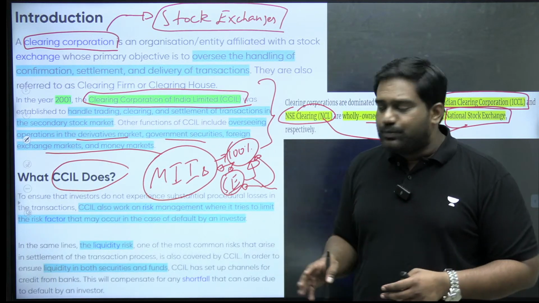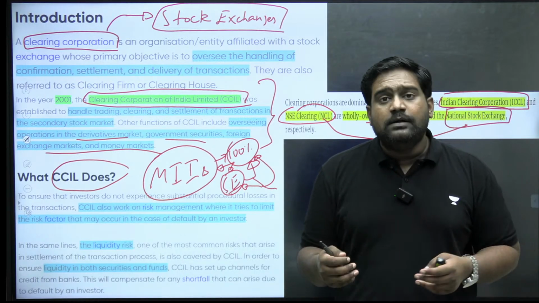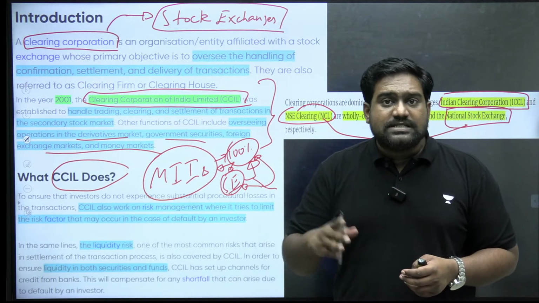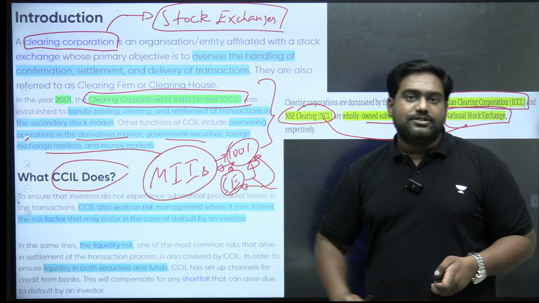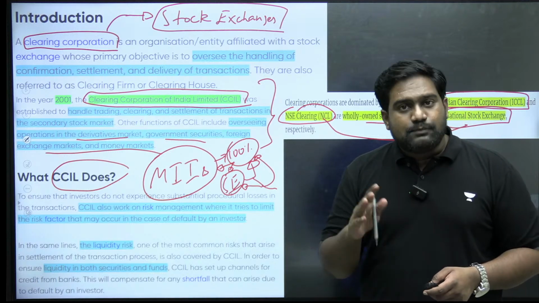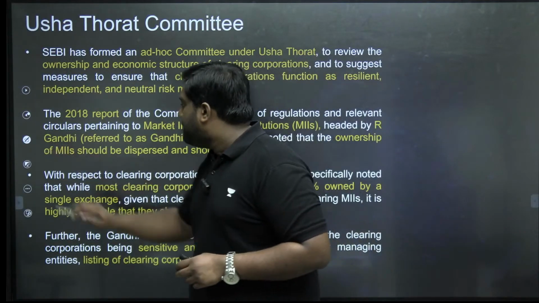For overall risk management, it's always better to diversify the ownership of these clearing corporations. It's better that there are other institutions, entities involved in ownership and management of these market infrastructure institutions. So SEBI is exploring this idea, and it had set up a committee in 2018.